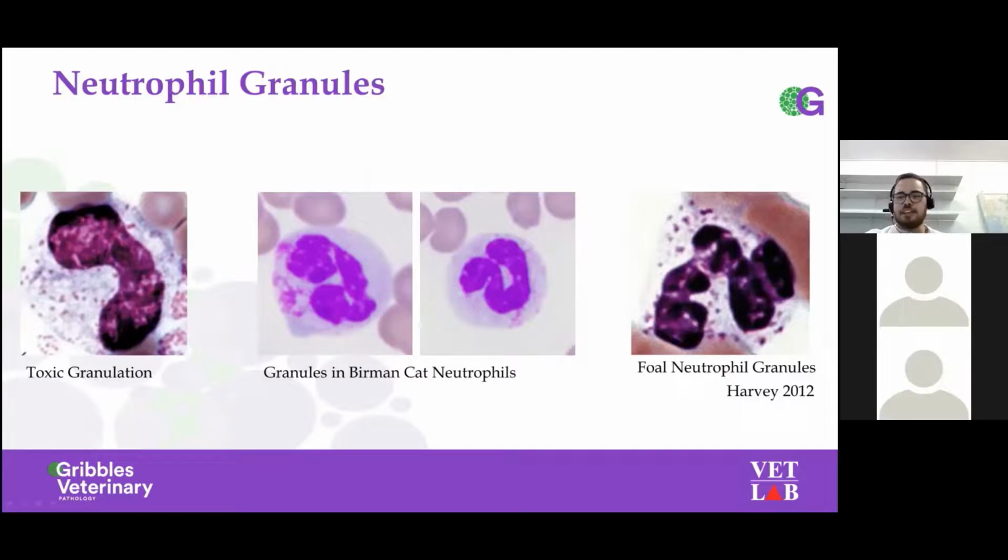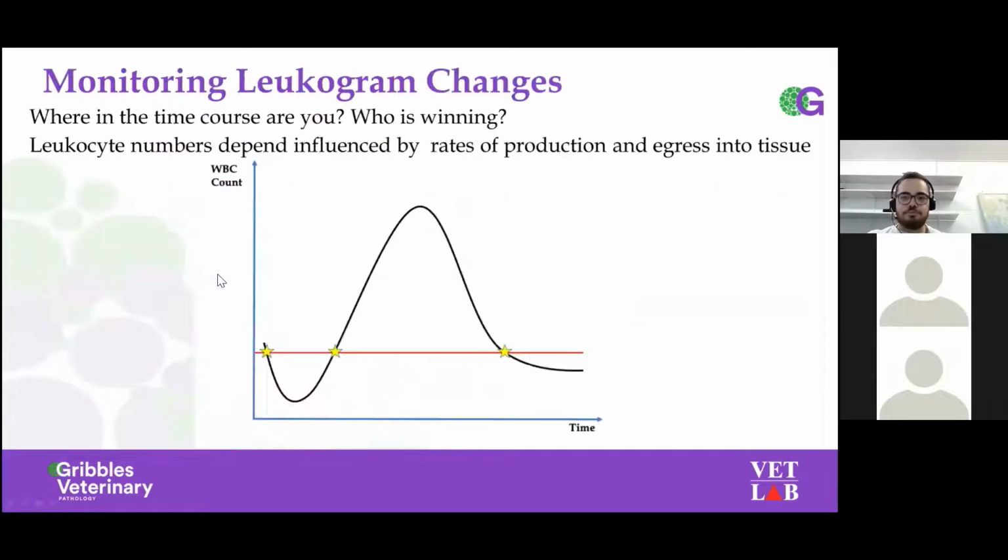And another thing to keep in mind is foals can have pink cytoplasmic granules in their neutrophils up to around 30 days after birth. And these granules look very similar to the granules you'll see in toxic granulation. So if you don't have any other evidence of inflammation or other forms of toxic change, no neutrophilia, no left shift, and your acute phase proteins aren't increased in the blood of a foal, just be mindful to not overinterpret the presence of these granules.